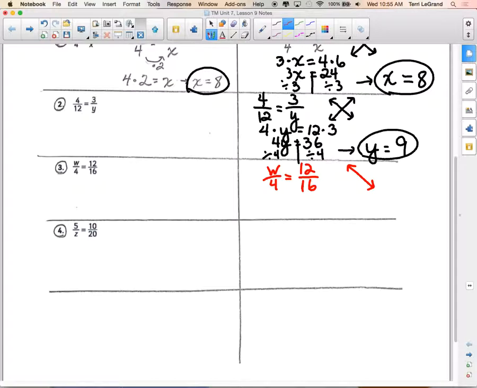Somebody share for me what your equation says after you did set up your cross products. Cross products is what this cross multiplication is called. Can somebody tell me what that equation looks like?